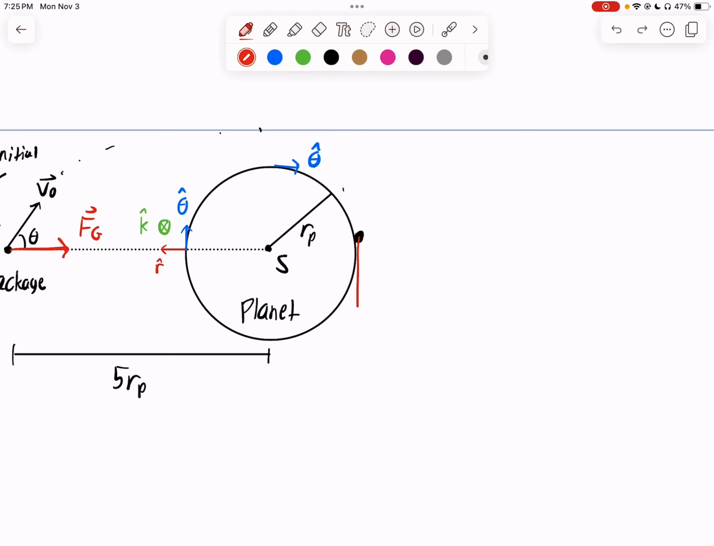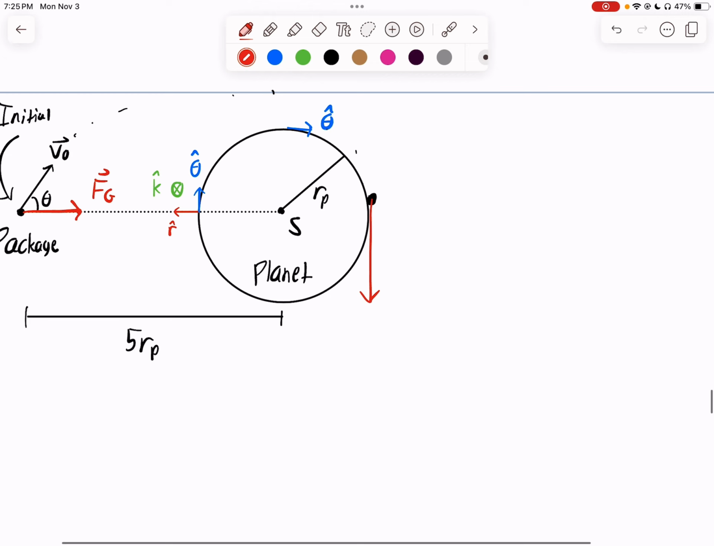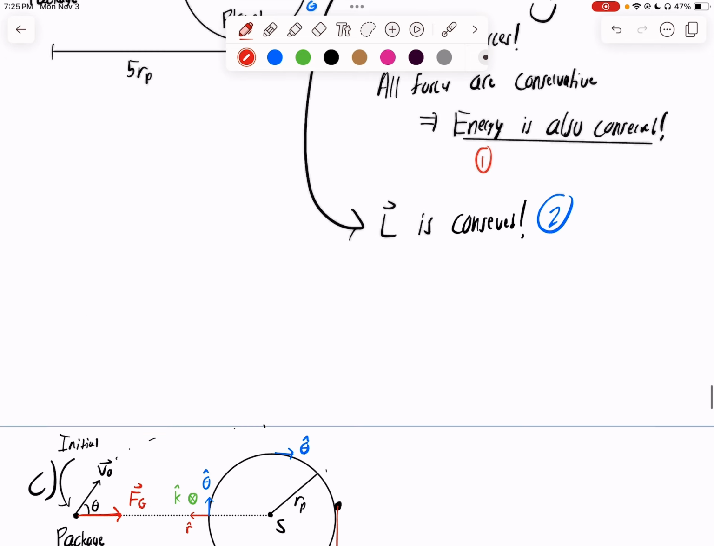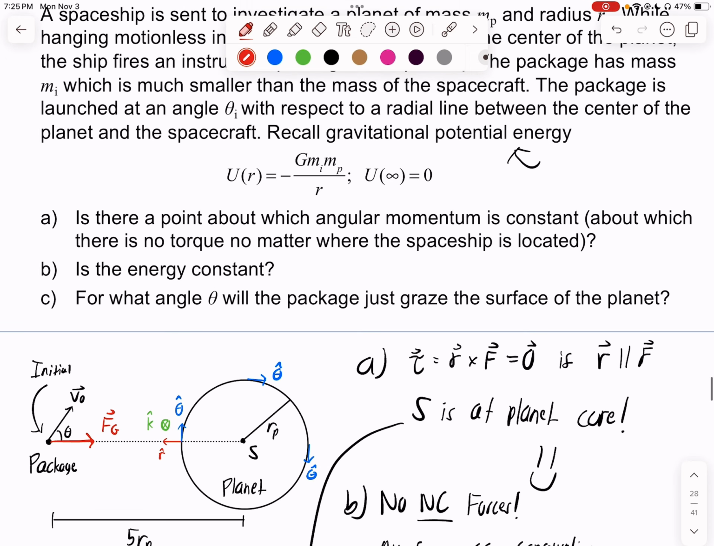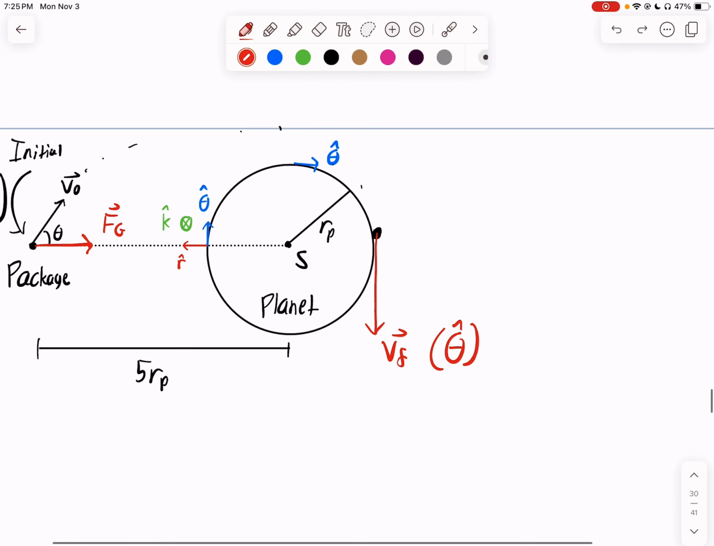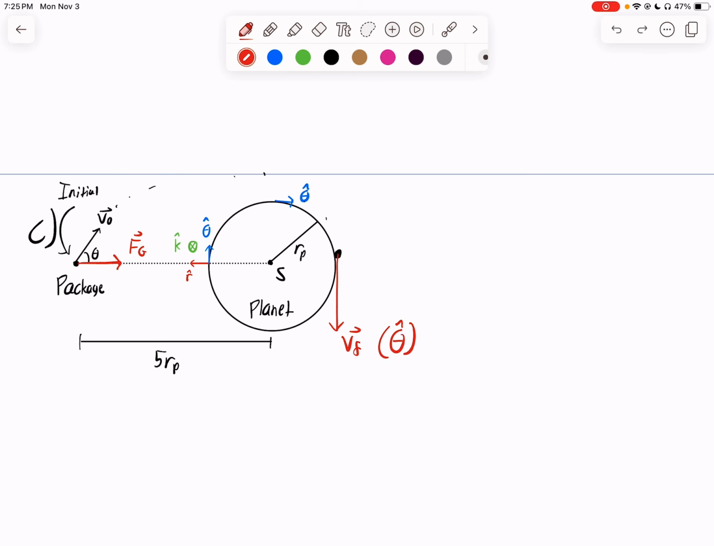If the package wants to graze the planet today, it will have a final velocity v_f, and that's all in the theta hat direction. Because it's barely grazing the surface of the planet, it shouldn't be going any further into the planet, or any further out of the planet, at this instant. So that's all fine and dandy.